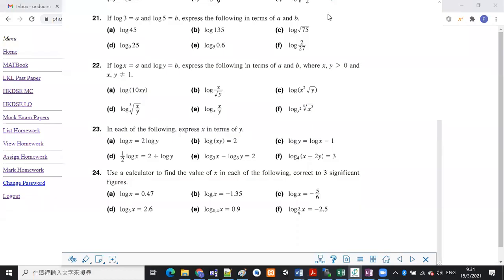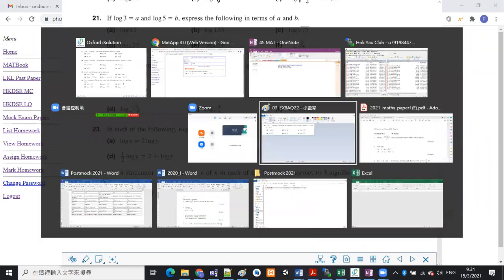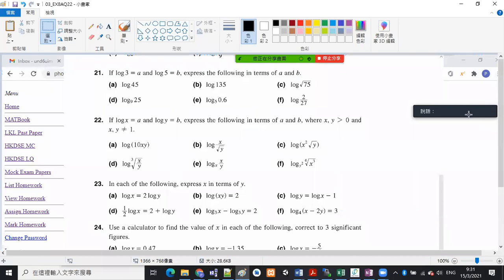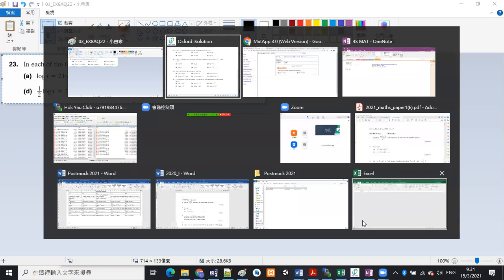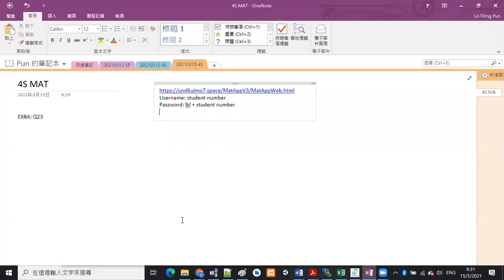So I would like to talk about question number 23. Question number 23 of exercise 8A. This one is not in the classwork of the Math app. Okay, you do not need to submit to the Math app for this one. Okay, but I would like to talk about this first.